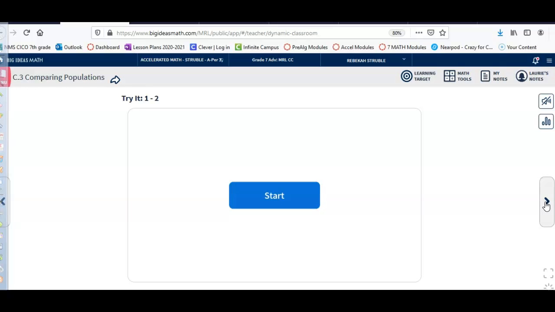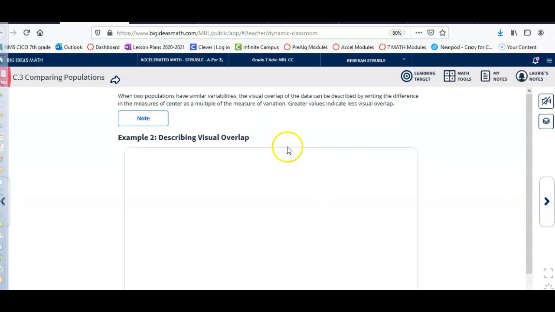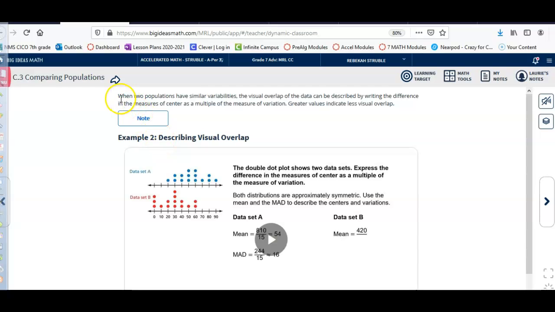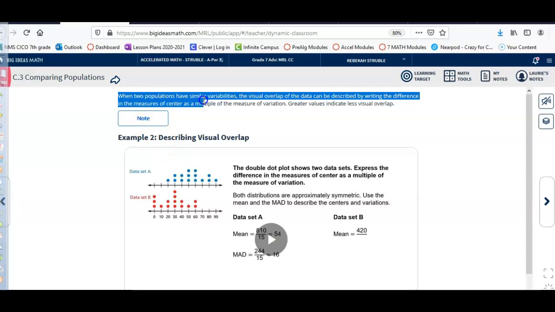Now we would go to the next one. You would do these try-its. Hopefully you've done that. I'll check back later on that. Okay, this second example at the top, always read that top.